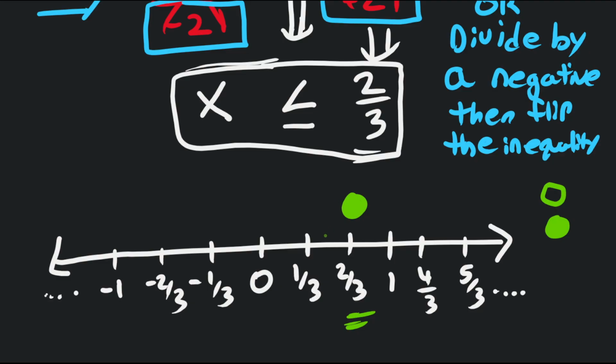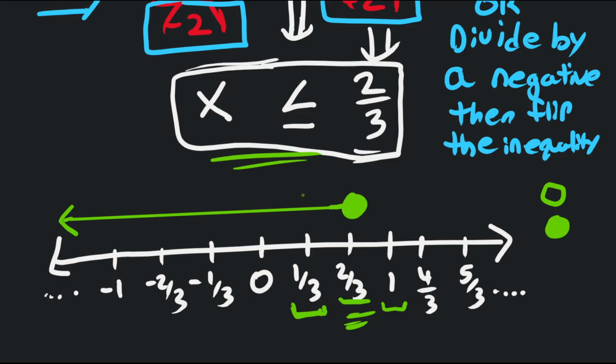So just go back to 2/3 right here and look on either side. You have 1/3 over here, and you have 3/3 or 1 right here. What number is less than 2/3? Well, right here, 1/3 is less than 2/3, so I want the arrow to be pointing this way, to the left. So we will draw a line with an arrow going all the way to the left, and that is how we represent this answer right here. X is less than or equal to 2/3 on the number line.